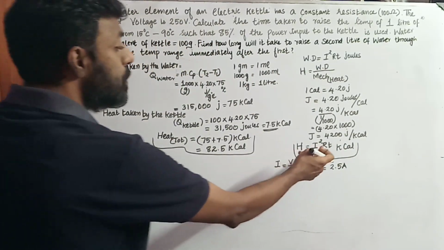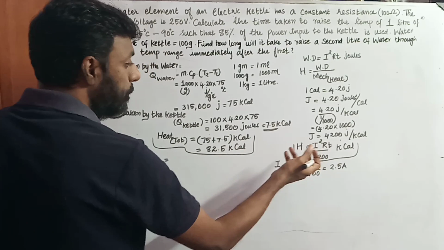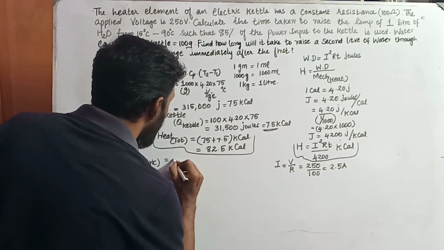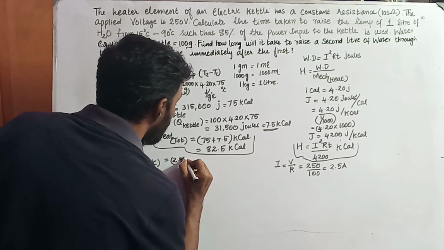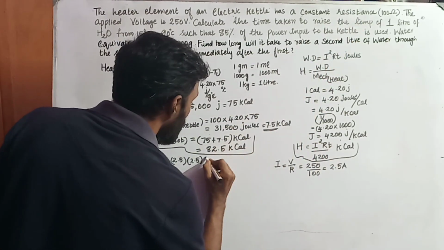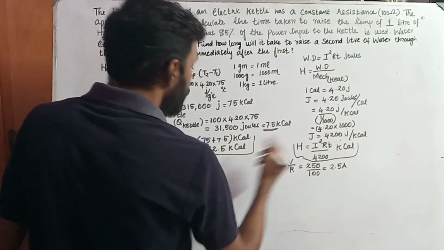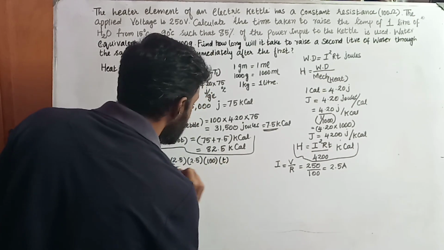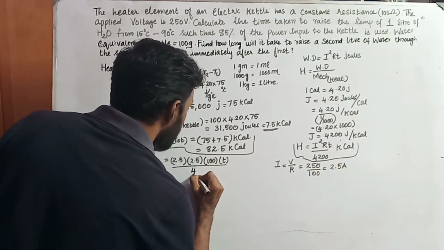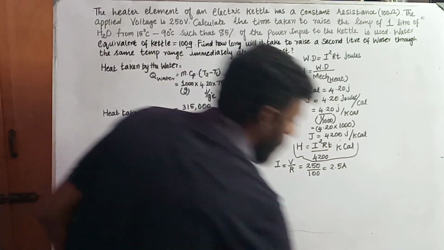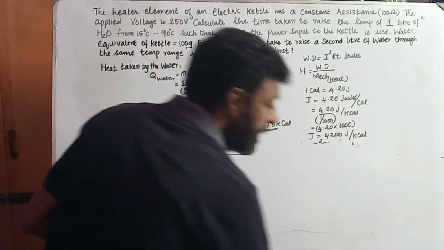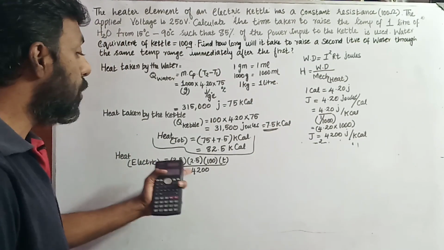So now I'm going to substitute in this equation. I squared is 2.5 into 2.5, into R, which is 100, into T. We don't know the value of T, so just leave it as this, divided by 4200. This is what is called the heat produced by electric means.